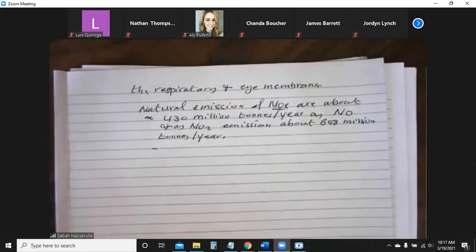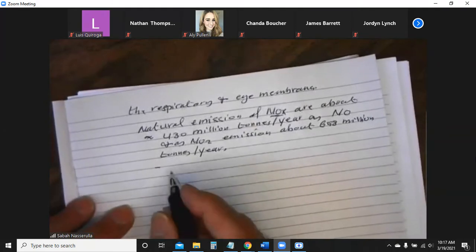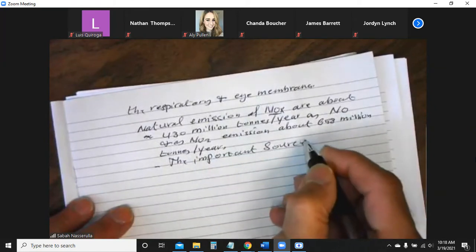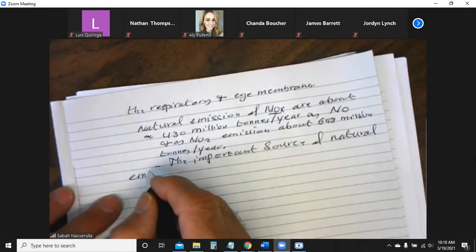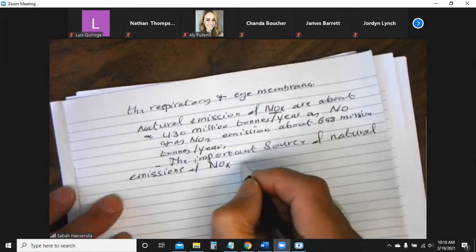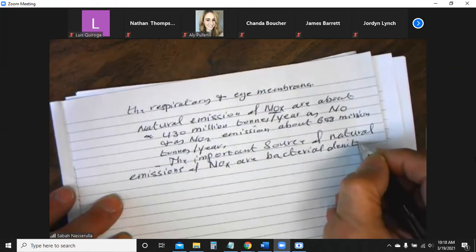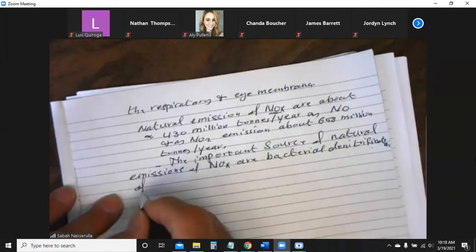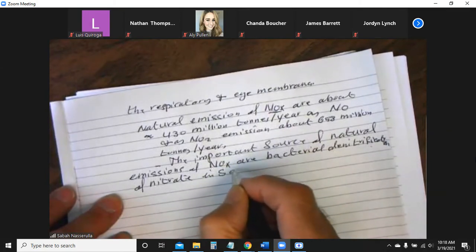And now, at the moment, I'm going to mention the source of all this. The important source of natural emissions of this complex NOx, as I mentioned, are bacterial denitrification of nitrate in soil.